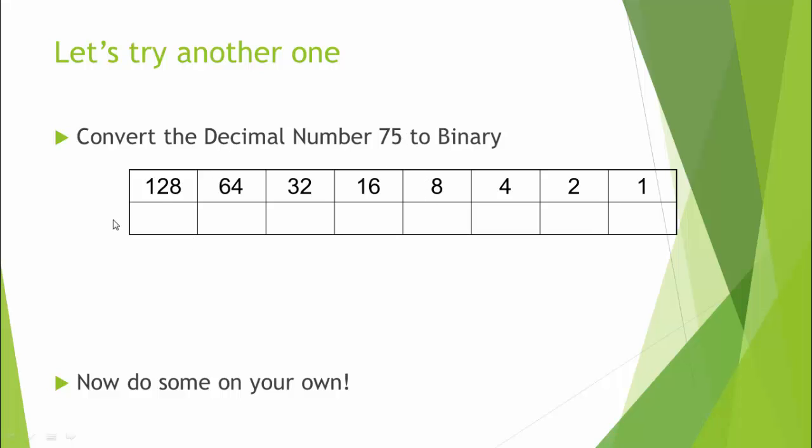So 75 is smaller than 128. We don't need any 128s. However, 75 is larger than 64. We're going to need one of those. 75 minus 64 is 11. So we're going to have 0 32s and 0 16s. 1 8.